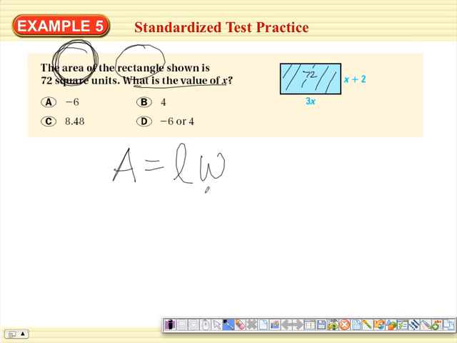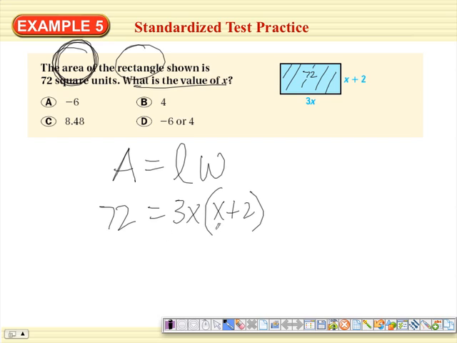Then I ask myself a question. Do they give me the A? Do they give me the area? Yeah, it is 72. They give me the length. 3x. Yeah, they give me the length. It's right here, 3x. They give me the width. Yes. x plus 2. Doesn't matter which order I put those in. Could you have said this, then this? Yes, same thing. Alright, all you have to do now is do a little bit of work to solve.